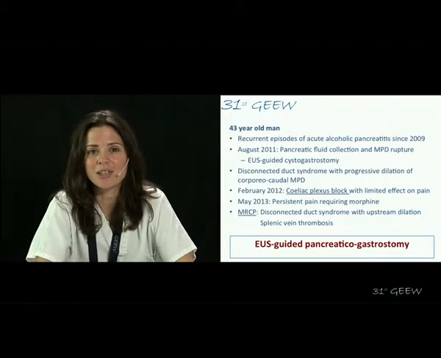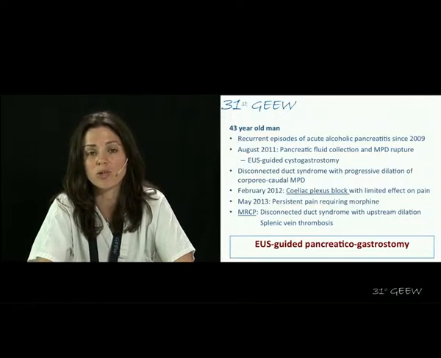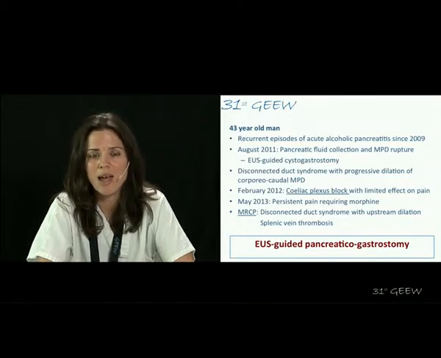So we're going to start the second day with the case of a 43-year-old man who has recurrent attacks of alcoholic pancreatitis since 2009. In 2011, he had an attack with pancreatic duct rupture and a pancreatic fluid collection that required EUS-guided cystogastrostomy. He since then has developed a disconnected duct syndrome with dilation of his corporal-caudal pancreatic duct and daily pain. He had a celiac plexus block in 2012 with limited effect on the pain, and since then he has daily pain requiring morphine.